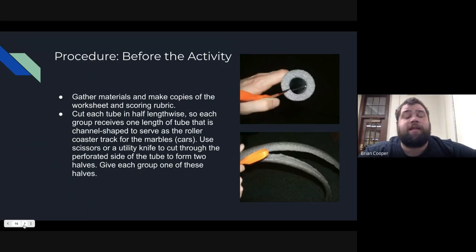My suggestion, as someone who has done this before, if you're going to use scissors, make sure you use those kitchen shear scissors, because cutting them with safety scissors will take a very long time.